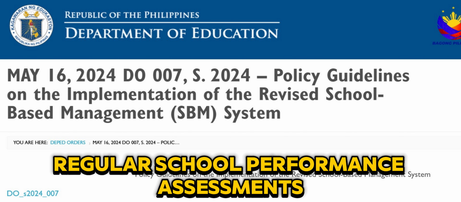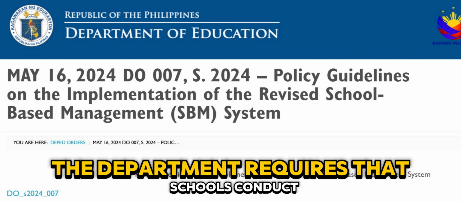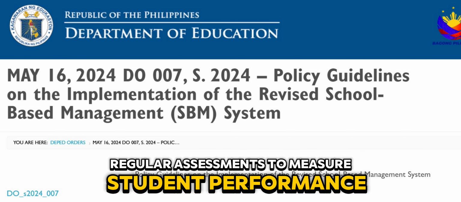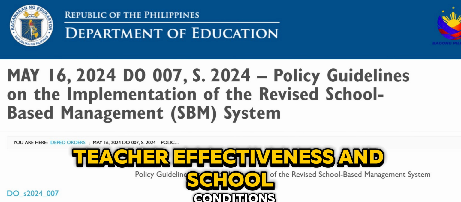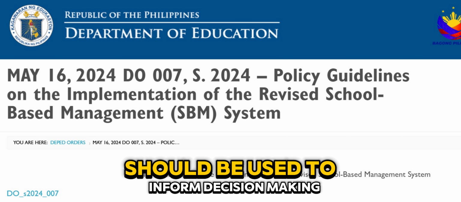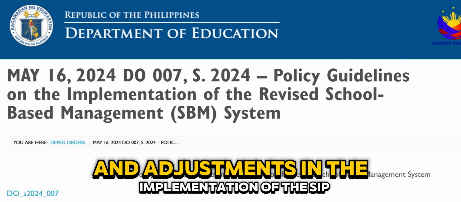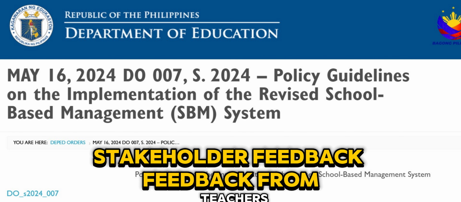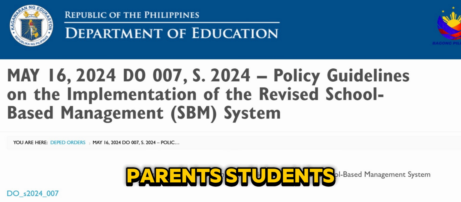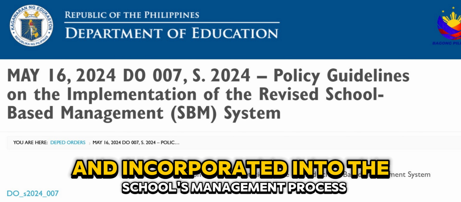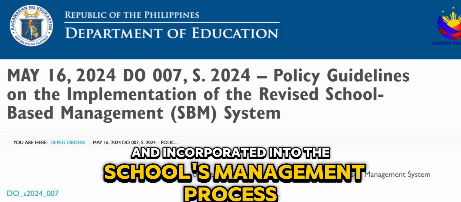Regular school performance assessments. The department requires that schools conduct regular assessments to measure student performance, teacher effectiveness, and school conditions. These assessments should be used to inform decision-making and adjustments in the implementation of the SIP. Stakeholder feedback. Feedback from teachers, parents, students, and the community should be regularly collected and incorporated into the school's management process.